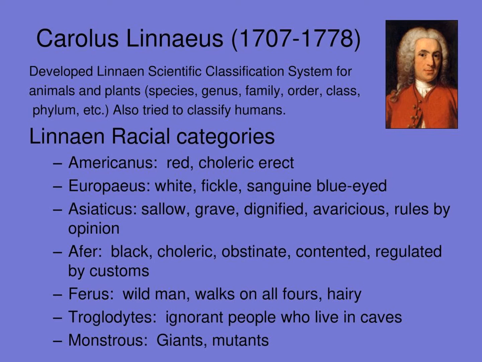They had the Afar, which was people of black skin. They had the Ferris people, which were wild people. These would be essentially your hunter-gatherers or your tribal level people. He had troglodytes, which were ignorant people who live in caves. I'm not exactly sure what he was referring to here. And he also had monstrous, which were giants and mutants, because I think he must have wanted to leave a little bit of wiggle room there in case we found some human groups that we haven't come across before.